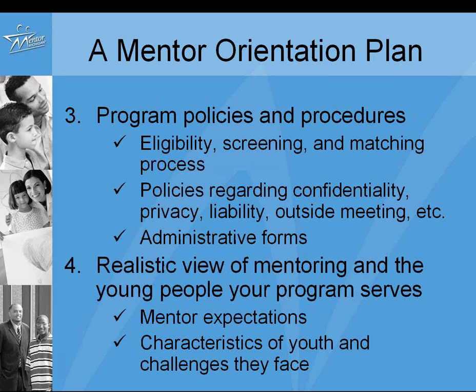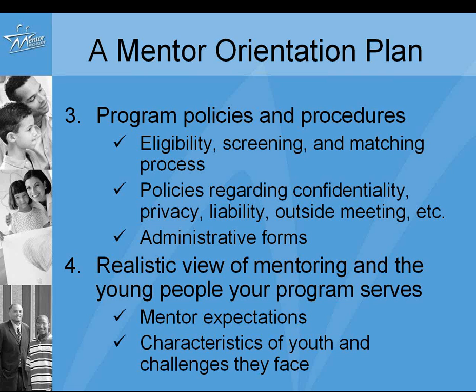And then a couple more points for your mentor orientation plan. You need to discuss program policies and procedures, and in this piece you will describe the eligibility and screening process for mentors, as well as the process for matching. You'll explain your program policies regarding confidentiality, privacy, liability, anything else you need to cover related to your policies and procedures. You'll also talk about program policies for outside meetings if that applies to your program.